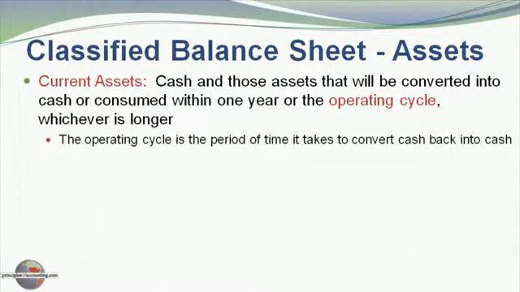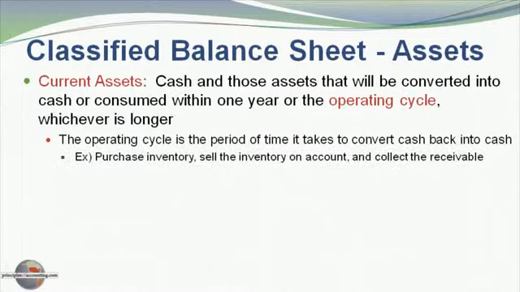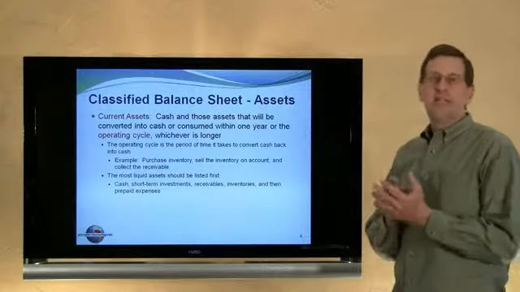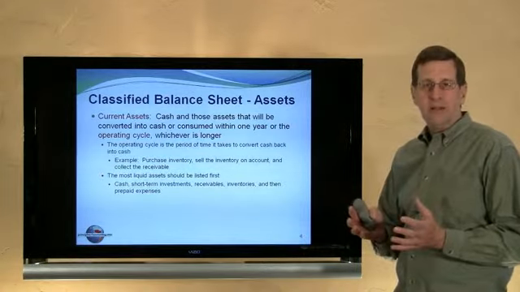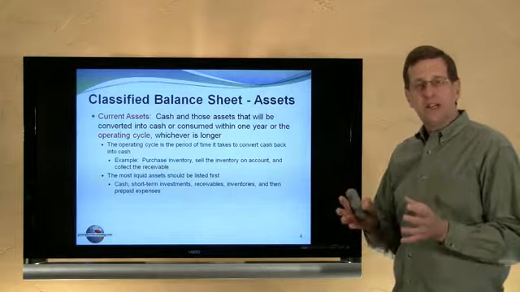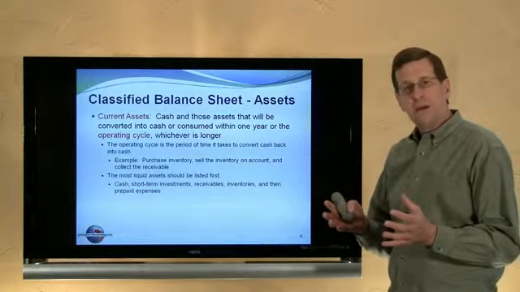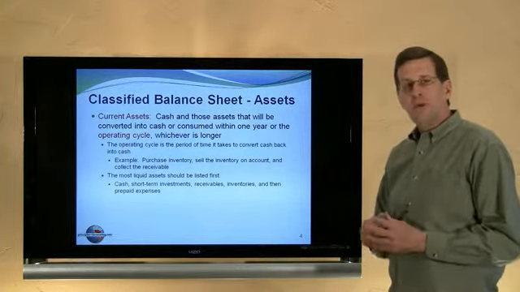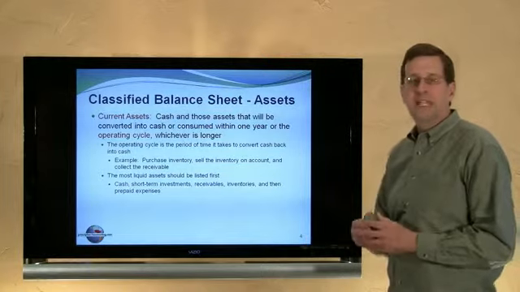The operating cycle is the amount of time that it takes a business to turn cash back into cash. A business might take cash and buy inventory and then sell inventory and accept a receivable and then eventually collect the receivable. The length of time it takes to do that is the operating cycle. Now, for most businesses, that's a relatively short period of time. There are some industries where that operating cycle could extend beyond a year.